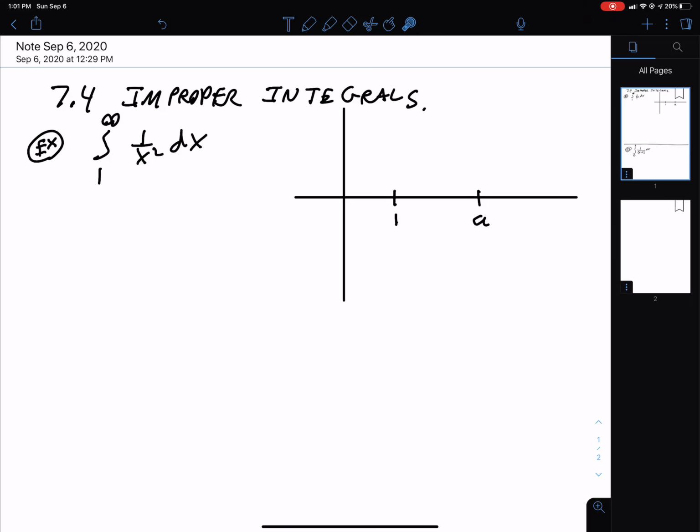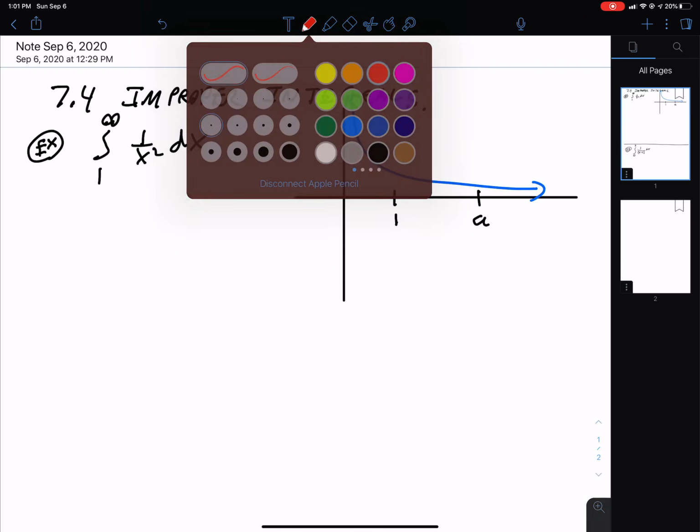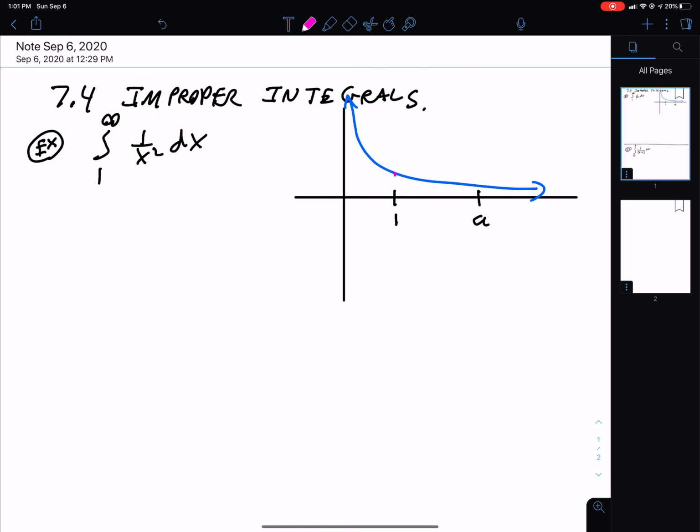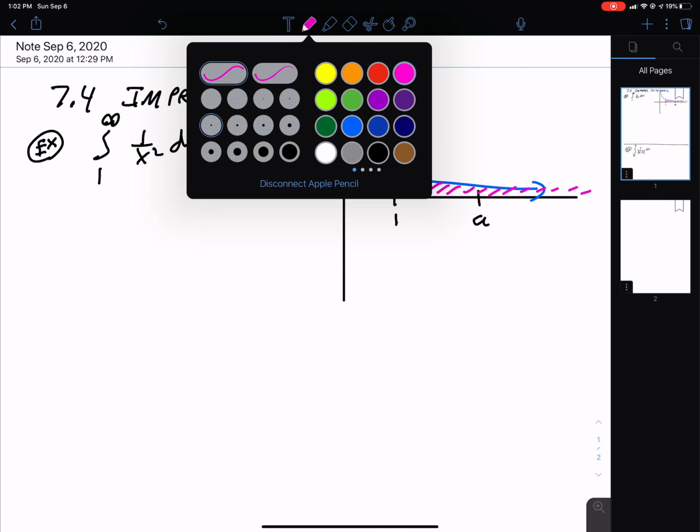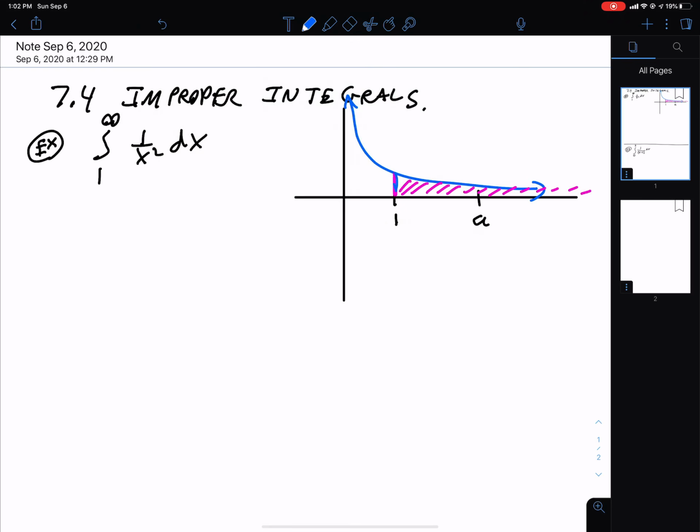So here's what we do. Let me draw a picture of what this function kind of looks like. Here's the right half. It looks something like that. So when we're integrating from 1 to infinity, it would be this area if we kept going and going and going, which is kind of strange because how do you find the area if it goes forever, infinity? So we actually stop. We are only going to go from 1 and stop at A.